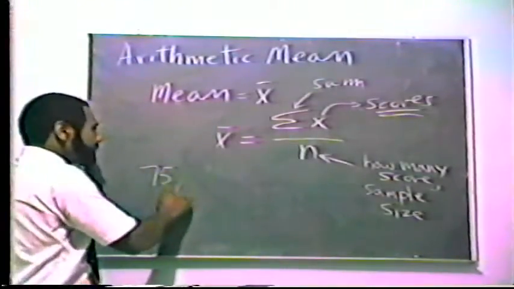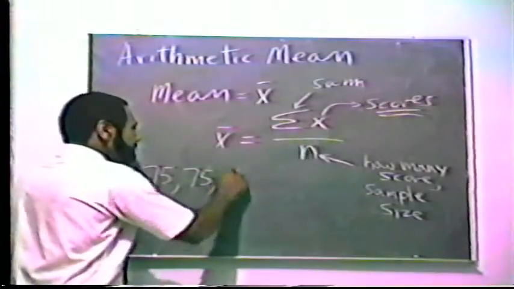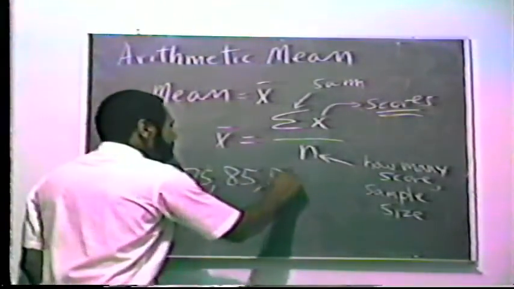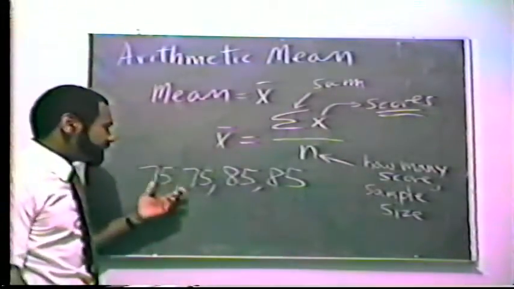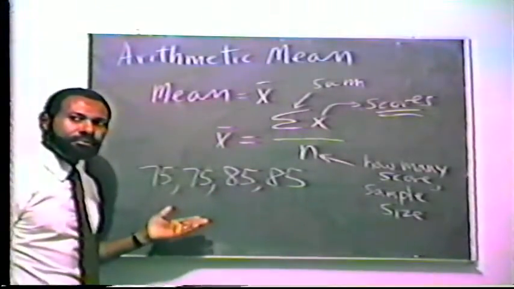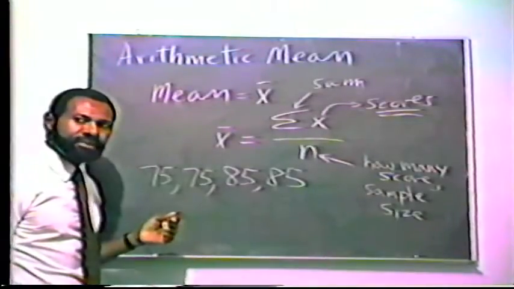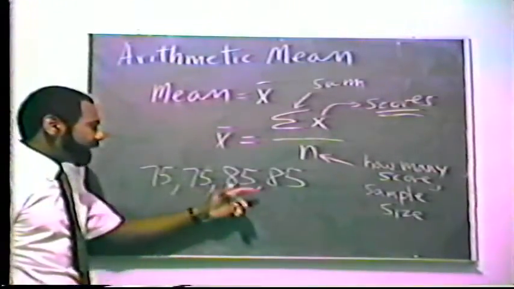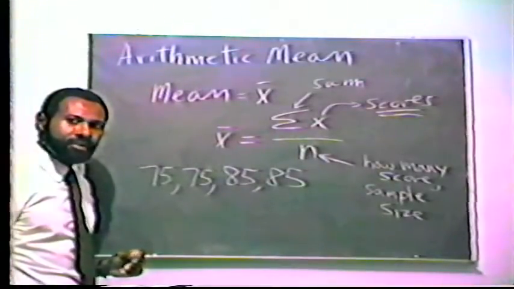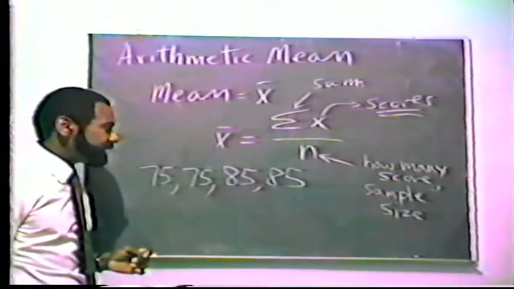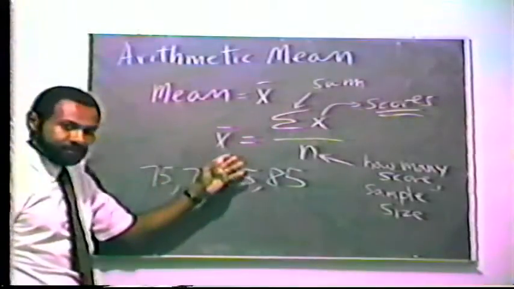75, 75, 85, 85. 4 test scores. This is an example of a sample of a data set, a set of data. If we want to find the mean of this set of data, or the arithmetic mean of this set of data, we would use this formula.